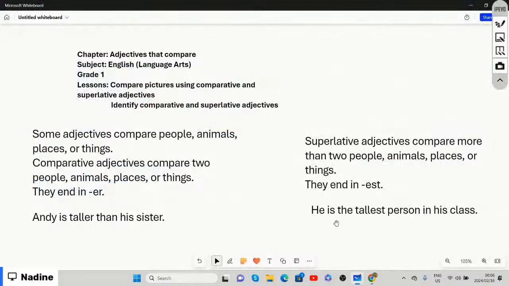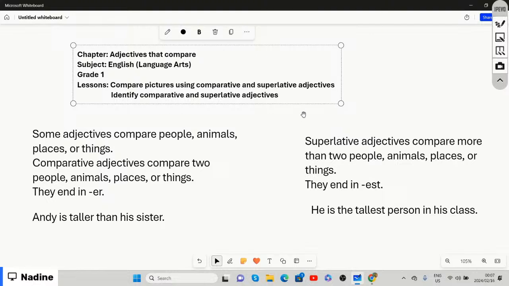So our chapter is adjectives that compare. Our subject is English language arts, grade 1. And then our lessons are to compare pictures using comparative and superlative adjectives, and to identify comparative and superlative adjectives.